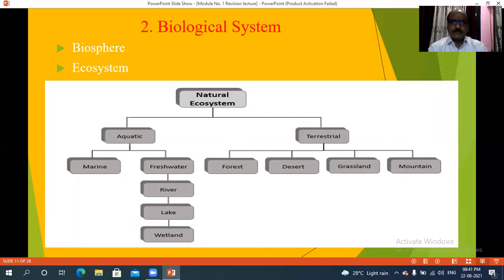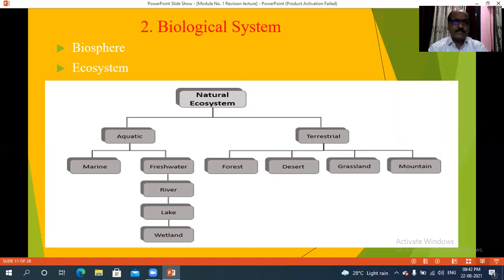So dear students, this natural ecosystem, we can again divide into two main types: aquatic ecosystem, terrestrial ecosystem. Okay, so aquatic ecosystem is the ecosystem which develops in the water body, and terrestrial ecosystem means the ecosystem which develops on the surface of the land. Okay, sorry. So that is terrestrial ecosystem or land ecosystem.